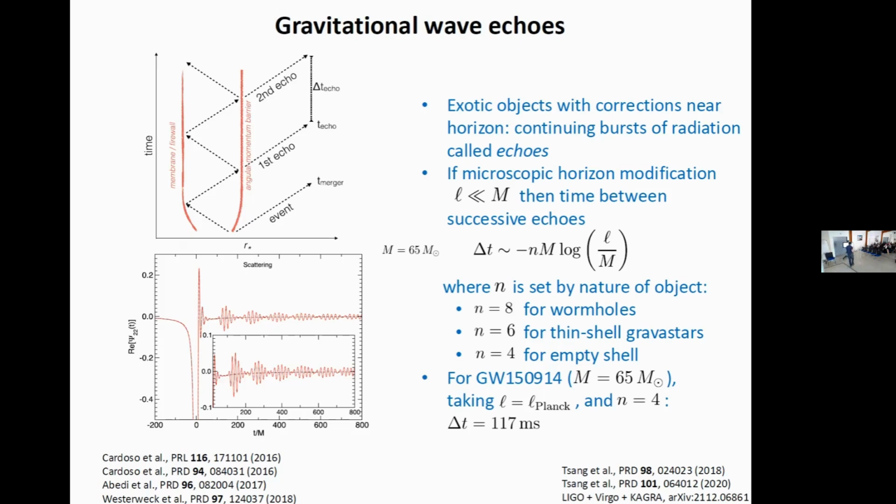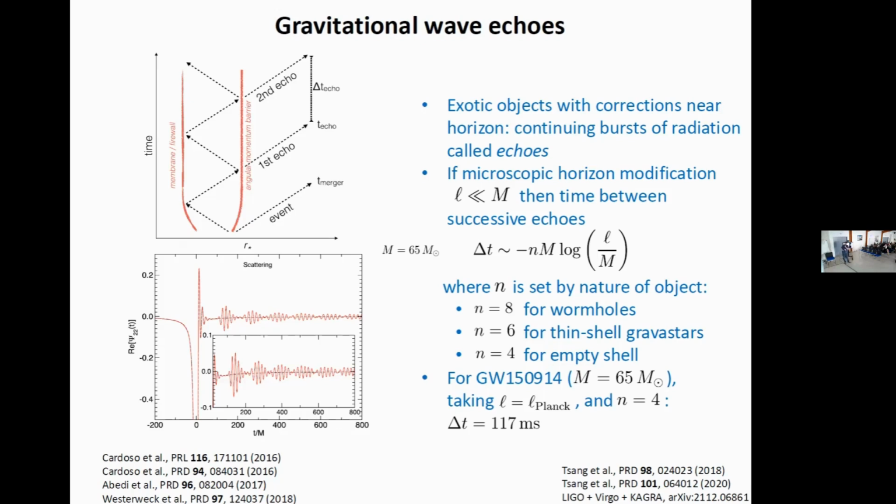Now, there's something interesting about these echoes, namely, if you look at the time interval between successive echoes coming out, delta t, this is a fairly generic expression for it, where little n is some constant, which is determined by the nature of the alternative object. M is the mass of the object, and little l here is the length scale associated with the horizon modification. So there's no horizon there anymore, but typically there is some length scale associated with whatever structure replaces the horizon.